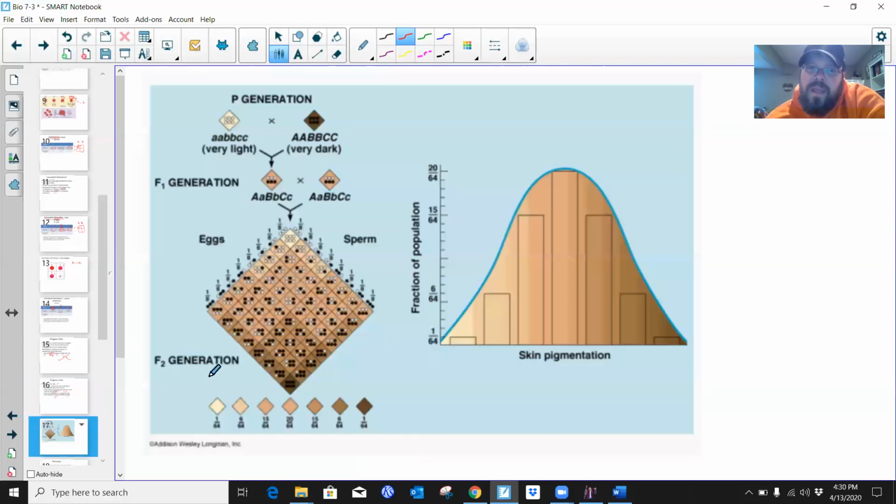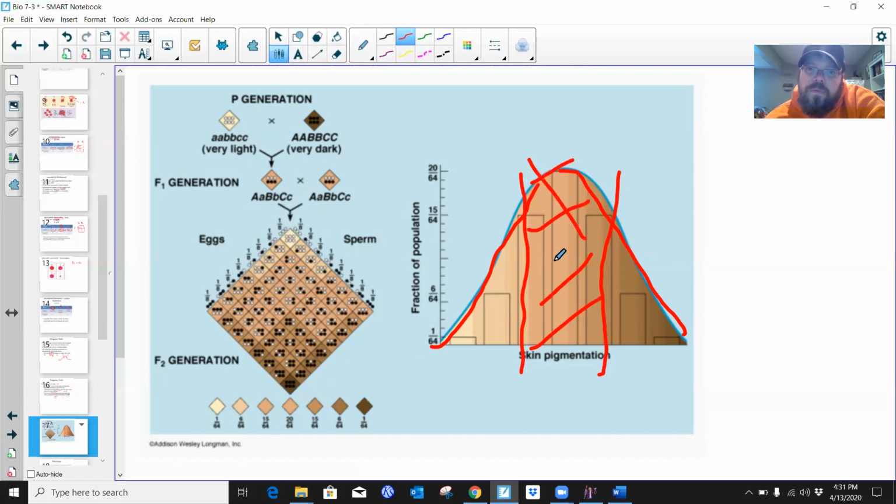So 11 known genes, each one of those genes having their own dominant and recessive. Again, I'm not expecting you to sit here and memorize this, but you can get a feel that this Punnett square gets quite large. And what do we see? We see that in the human population, this bell curve, right? Most of the human population falls in this middle zone in the bell curve.